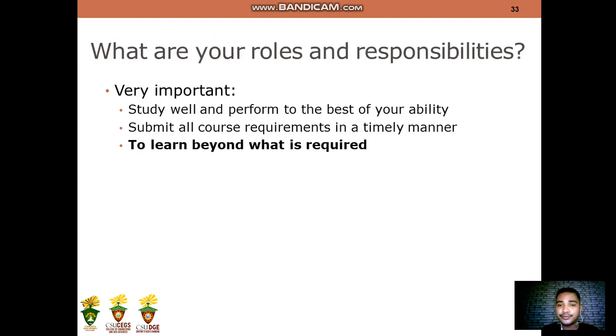And these are your roles and responsibilities. This is very important. First is to study well and perform to the best of your ability. Submit all the course requirements in a timely manner. And lastly, learn what is required.